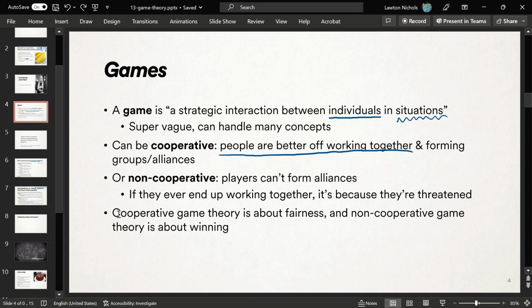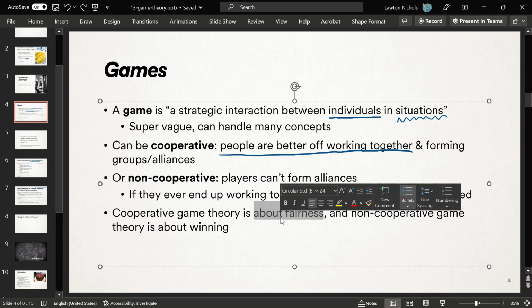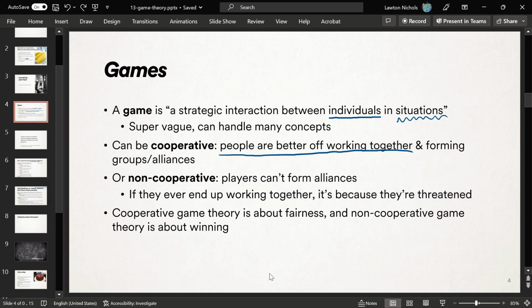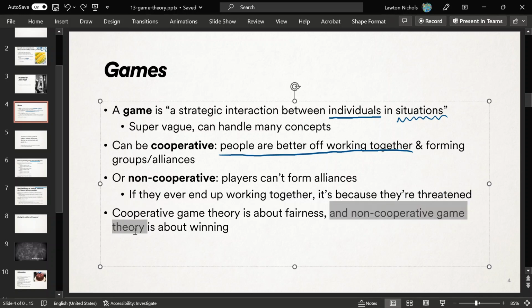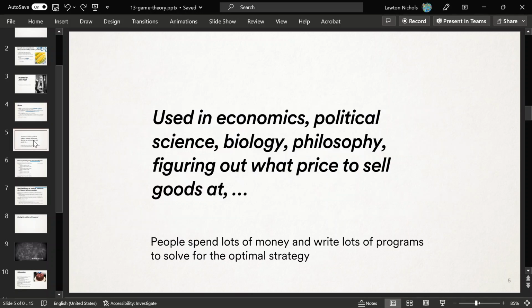And so yeah, cooperative game theory, there's a bunch of different branches, and they're both centered around these ideas. Cooperative game theory is about mathematically specifying what it means to be fair. And non-cooperative game theory is about how can you win? How can you mathematically specify how to win your game, this generic thing? So it's very vague, can talk about anything, and that's why it's used everywhere.